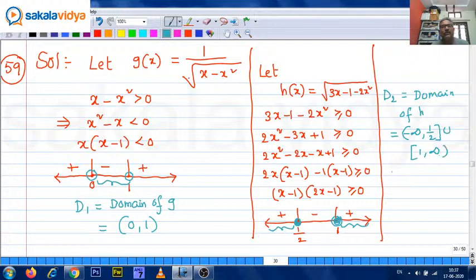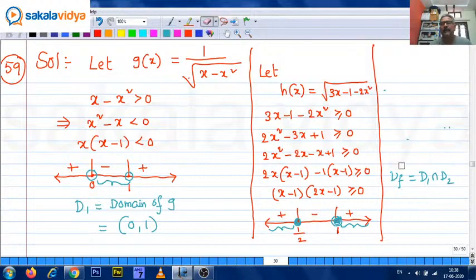So now domain of F equal to D1 intersection D2 we need to find out. Here the sign we need to change it now. Wait for a while.